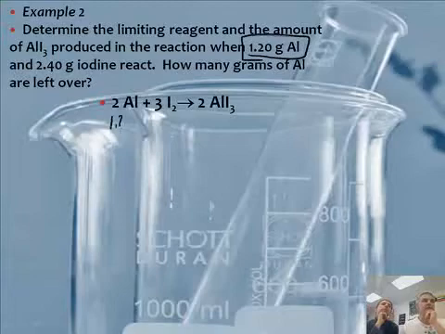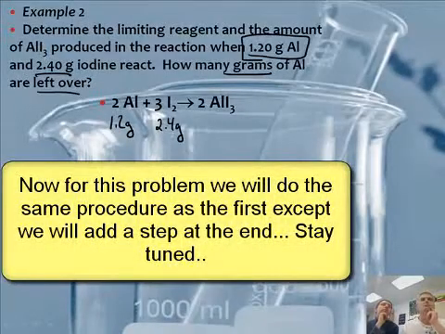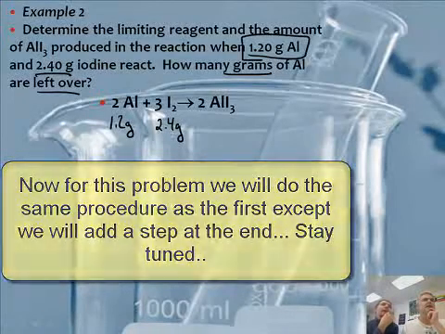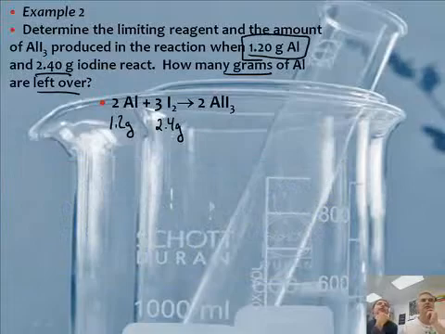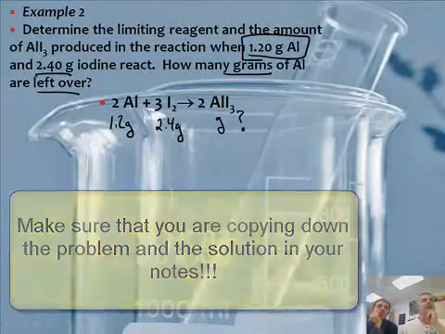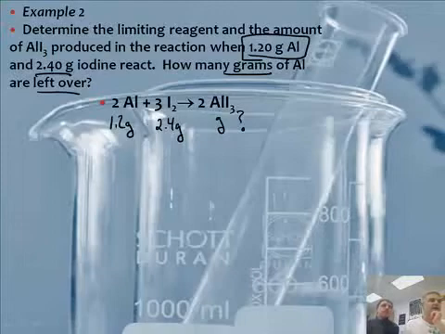So I have 1.2 grams of Al, so I'm going to write 1.2 grams here. I have 2.4 grams of iodine. How many grams of aluminum are left over? Oh, and it also says determine the limiting reagent and the amount of AlI3 produced. So let's write g, question mark. So we've got a third problem. Yeah, we've got some extra work to do. All right, so let's do the first part first. I'm going to try and write small here because this is going to take a lot of space.